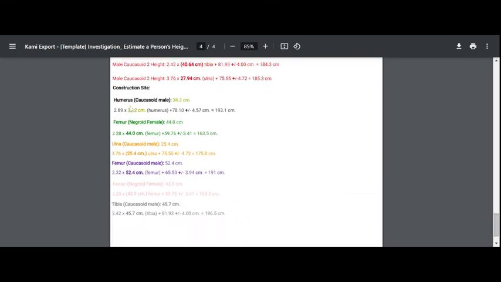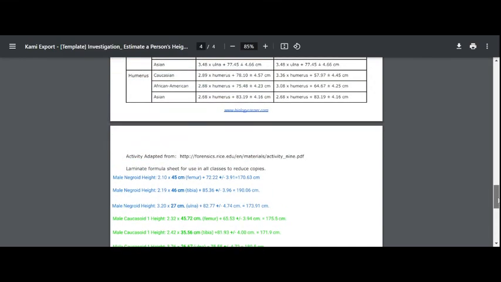So again, for the humerus, we have a Caucasoid male, where the measurement is 38.2 centimeters. Okay, so it's 2.89 times 38.2 centimeters for the humerus, plus 78.10, plus or minus 4.57 centimeters. I chose to add to make it closer to the actual height, and I got 193.1 centimeters. Okay, so now let's look at the next one.